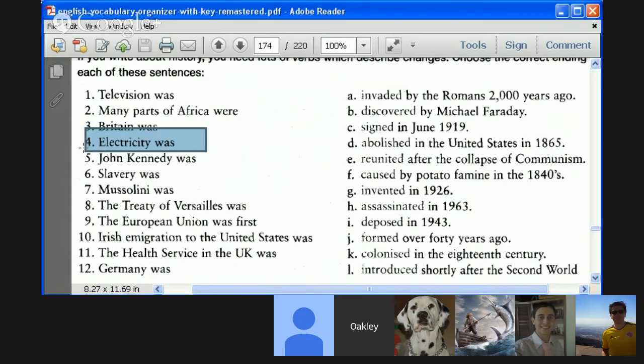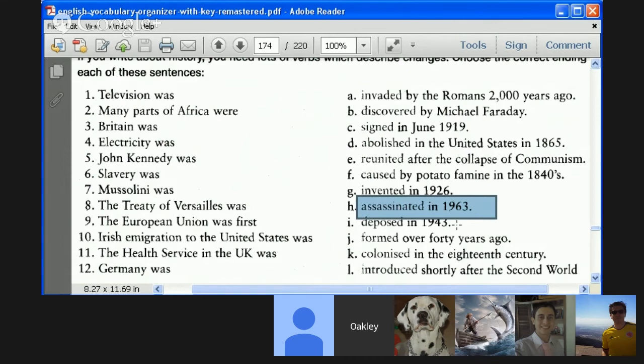Well, back to history. Alejandro, number 5. John Kennedy was assassinated in 1963. Good, very good. Verbs that end with a T or a D, we actually pronounce the past tense as id. Assassinated. Assassinated. Assassinated.